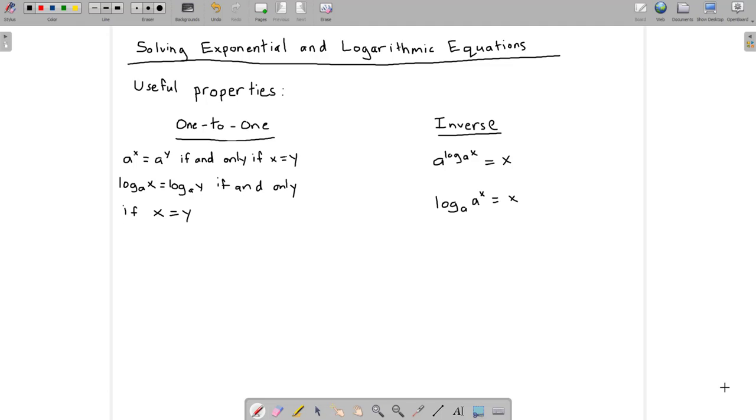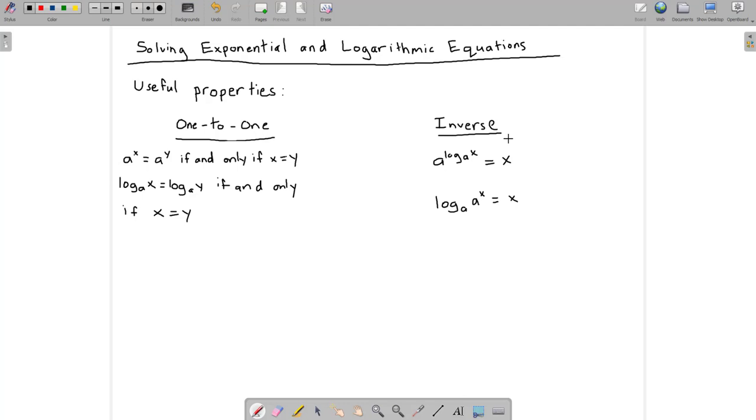Now that we've spent the last couple sections learning about exponential and logarithmic functions, we're going to start learning how to solve expressions that involve exponentials and logarithms. Some useful properties to keep in mind for that will be the one-to-one property of exponentials: a to the x equals a to the y if and only if x equals y. And the same for logarithms: log base a of x equals log base a of y if and only if x equals y. That one will be useful when solving expressions that look something like this.